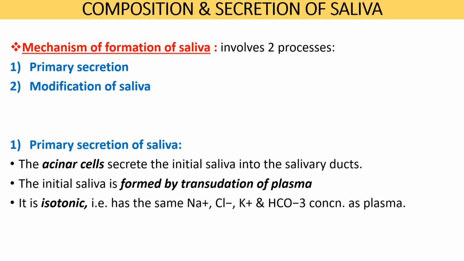Let us see the mechanism of formation of saliva. It involves two processes, namely the primary secretion of saliva and modification of saliva. Under the primary secretion of saliva, that is the formation of saliva, it is done by the acinar cells. The acinar cells secrete saliva by a process known as transduction. Now, the saliva which is formed in the acinar cells is isotonic in nature. What does it mean? That is, the composition of the saliva is similar. The electrolytes which are present in this primary saliva will be the same as those of the extracellular fluid.